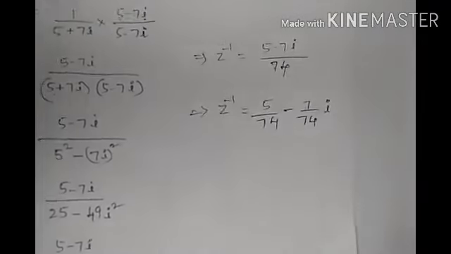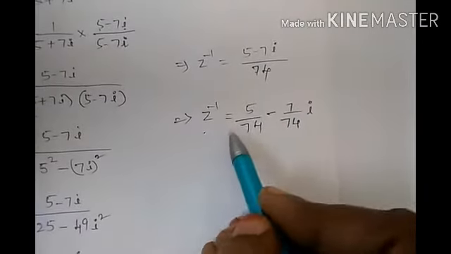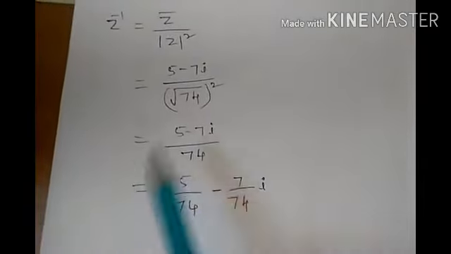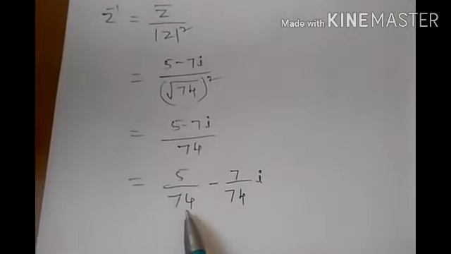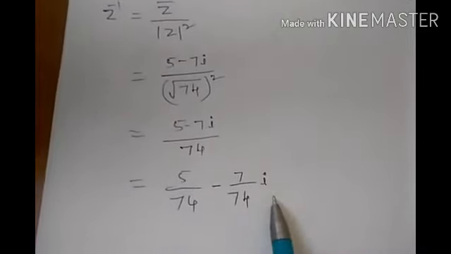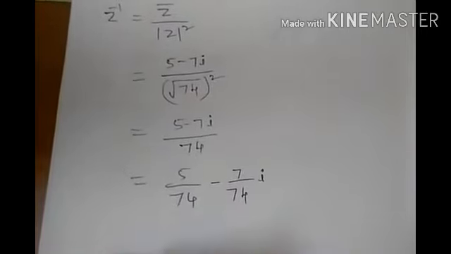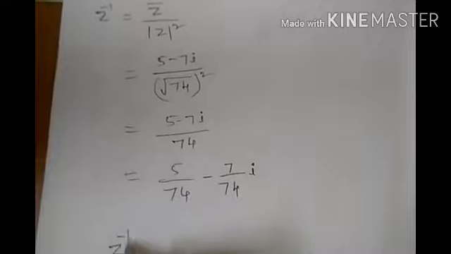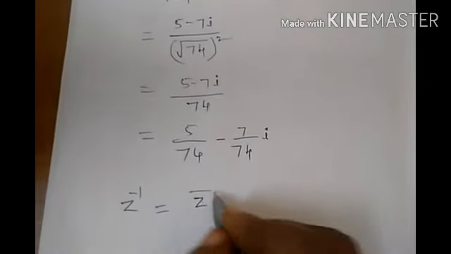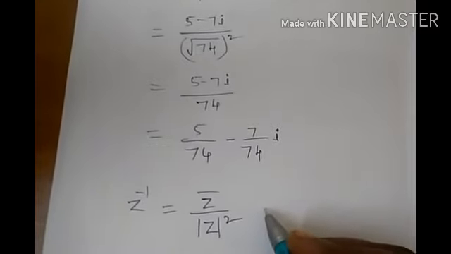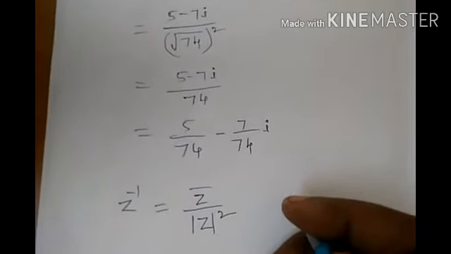Now observing both the values you obtained, Z inverse equal to 5 by 74 minus 7 by 74 i. By using the formula you also got Z inverse equal to 5 by 74 minus 7 by 74 i. These two values are the same. So you can use either the formula or the rationalizing method to find the multiplicative inverse of any complex number.